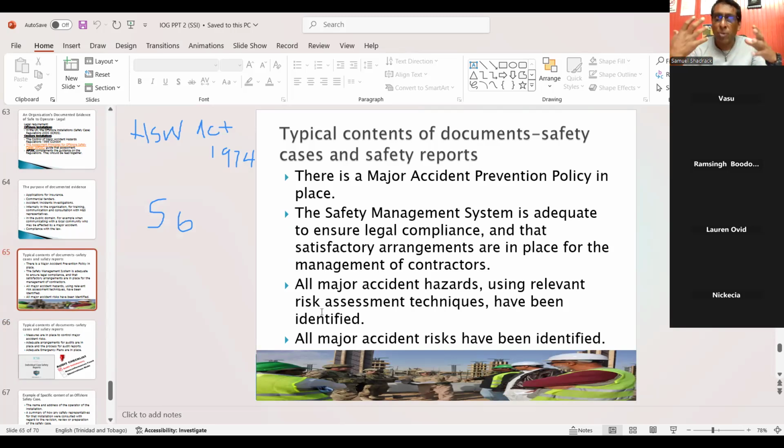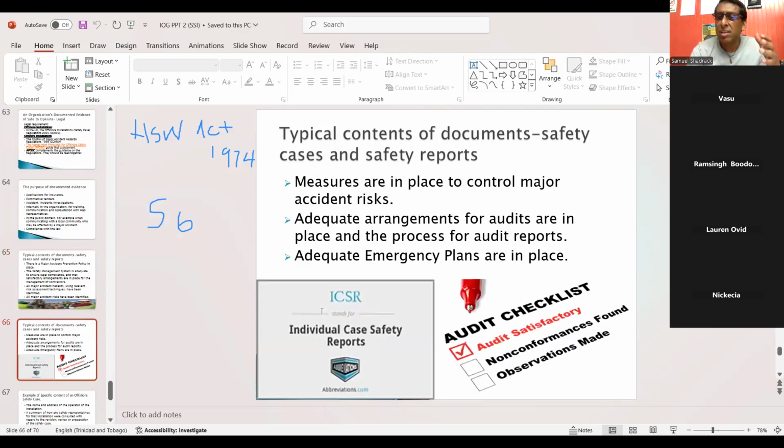This could be a question. What are some things in a safety report, a safety case? Some of us could just reason it out. Would it have a risk assessment in it? Yes. Would it have accident prevention in it? Yes. Would it have things like inspection reports? Yes. Would it have your management system? Yes. Right? So it's not that hard if you understand the bigger concept of what a safety case is.